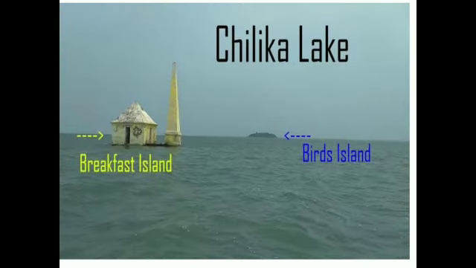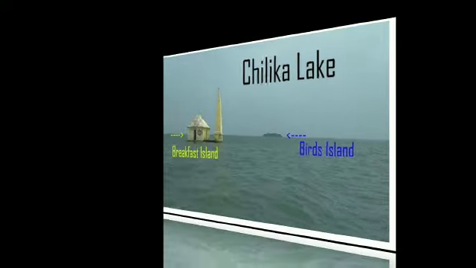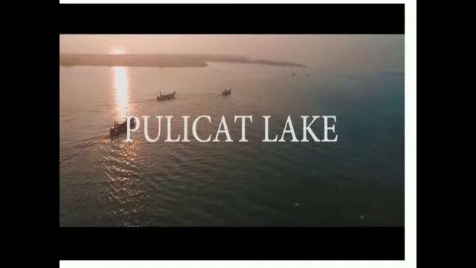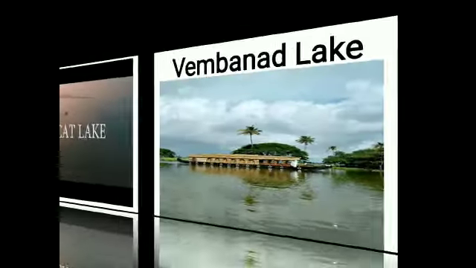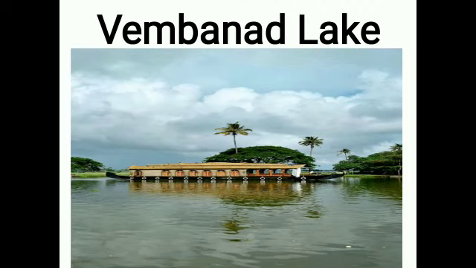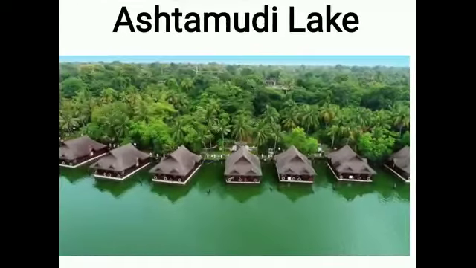The Chilka Lake in Odisha, the Pulikat Lake, in Tamil we call it Palaverkadi Eri, okay? That Pulikat Lake is along the border of Tamil Nadu and Andhra Pradesh. And the Vembanad Lake in Kerala and Ashtamudi Lake on the Kerala coast are some lagoons on the eastern and western coasts of South India. Can you understand, children? Okay.